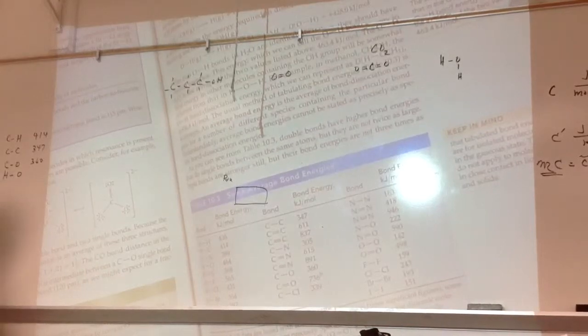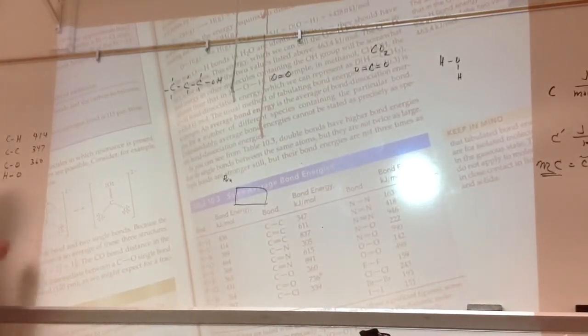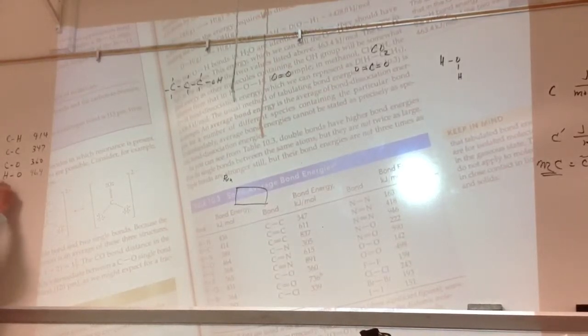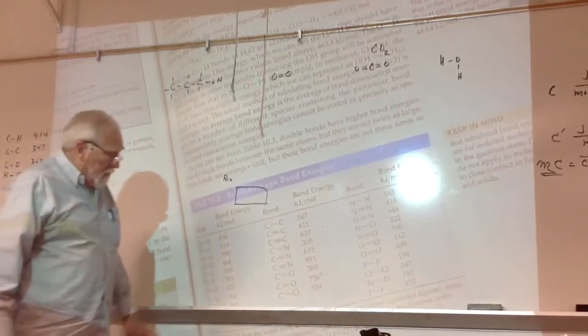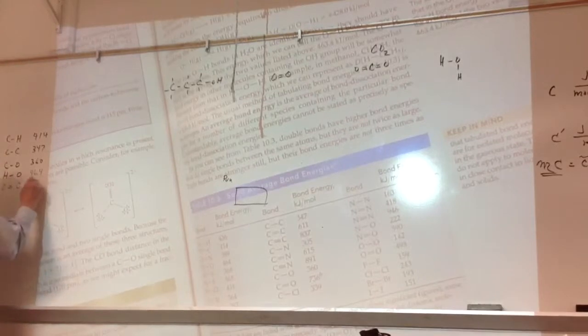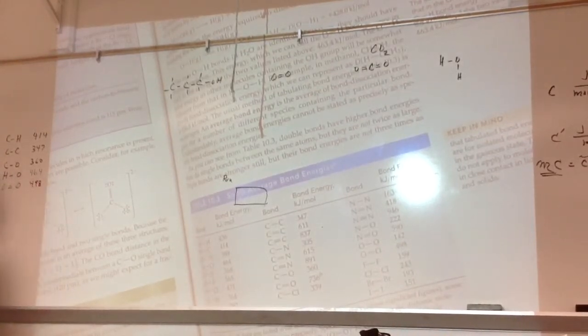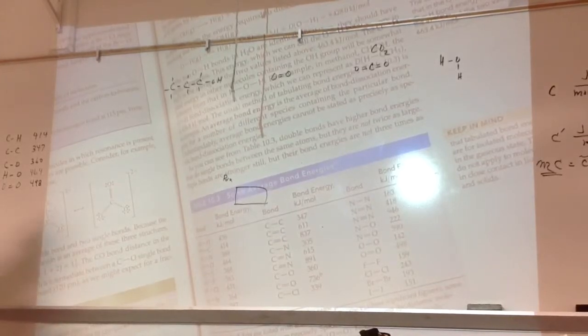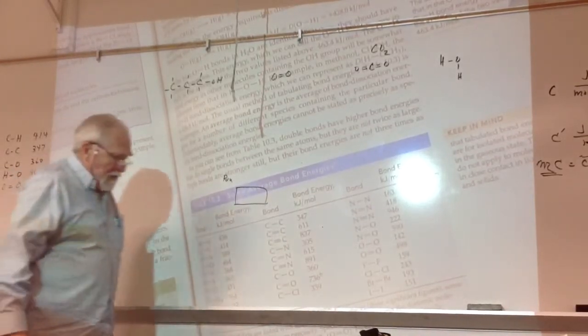So coming back to this thing, H-O is in here somewhere, 464. And C double bond O is what I asked you for. I would have to put this in the table. And you looked over here, it's 498. And the other one, H-O, I already put in there. So I have all the bond energies, so I'm done with that.